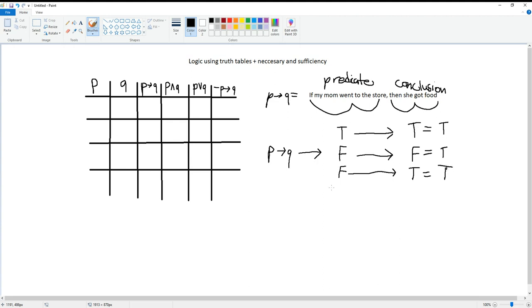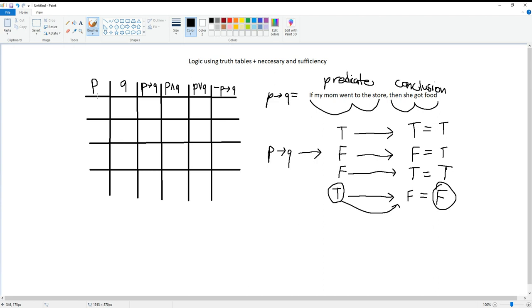Now, what happens if the predicate is true, but the conclusion is false? Well, this is basically saying the opposite of our statement. It's saying that if my mom went to the store, then she didn't get food. That's not true because we're saying that if she did go, she did get food. So this is false. So whenever the predicate is true, but the conclusion is false, it is always false. This is a general rule for any if-then statement.